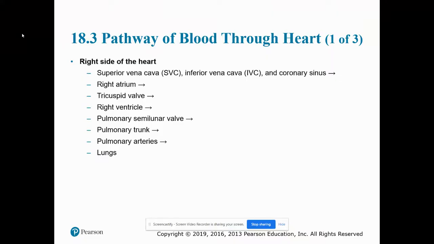All right, we're still in chapter 18, and this is part 2, and this is actually going to be a really, really short part. We're going to start off by talking about the pathway of blood through the heart. I'm just going to read this to you, but then we're going to look at a diagram, not on the next slide, but the slide after that, which is going to go through the pathway of blood through the heart.